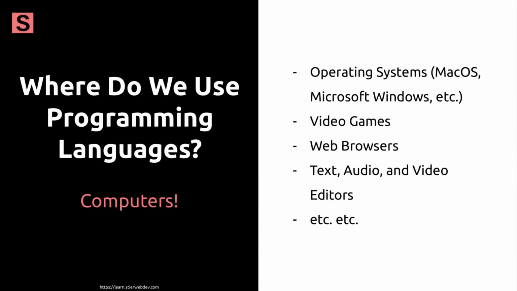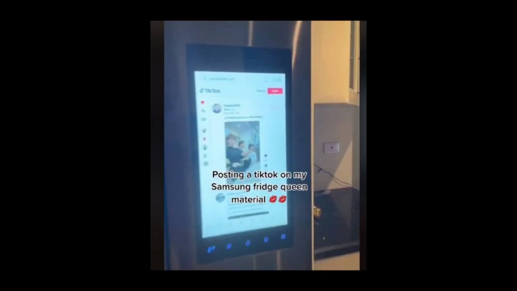So where do we use programming languages? Computers. I hope that was obvious. But going into more detail, operating systems such as Microsoft Windows are written using human-readable programming languages. So are video games, web browsers, and text, audio, and video editors. Even TikTok on your smart fridge. Yes, that smart fridge is really just a fridge with a computer slapped on it, which means you can program it with a programming language.